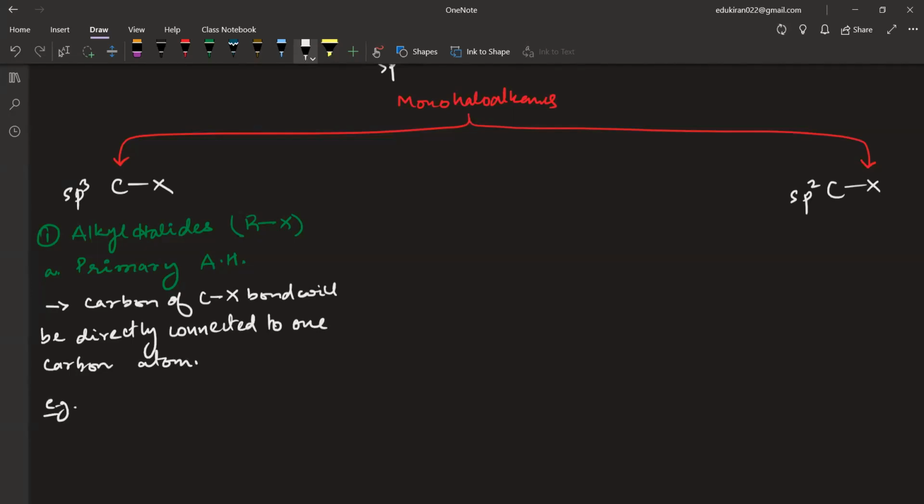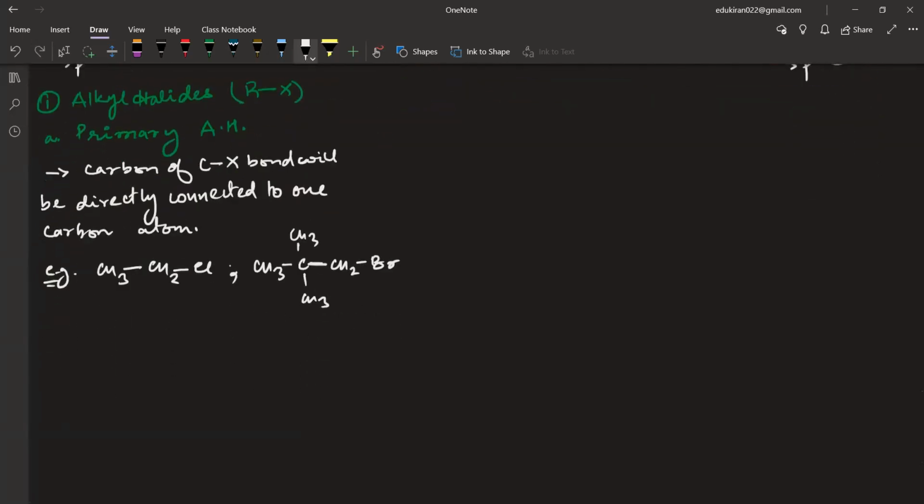For example, CH3CH2Cl, and CH3CH2CH2Br. Okay? So don't get confused that this is Br, here you have 3 carbon atoms. No, the carbon atom that is directly connected to this halogen atom is further connected to only one carbon atom. Directly connected to only one carbon atom. Clear? Yes or no? Please tell me. Yes, sir. What about others? Any doubt till here?